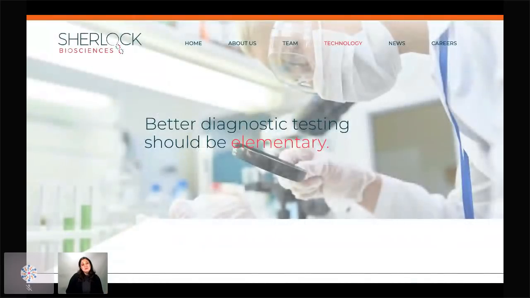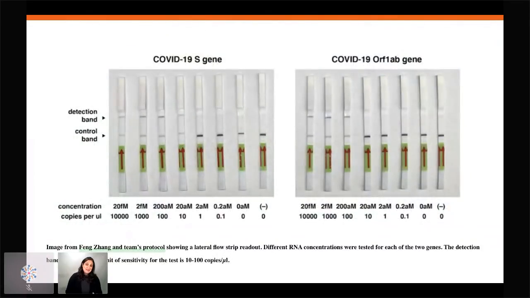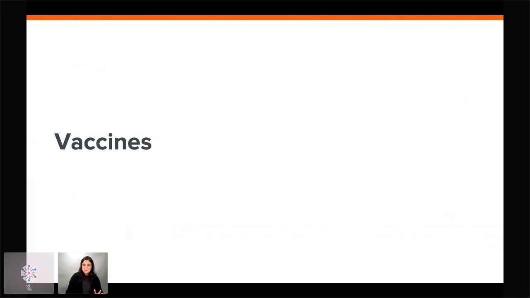There is another company on the East Coast. This one's spun out of MIT, and this is called Sherlock Biosciences. They're similarly using this CRISPR system in order to find viral DNA, and they are literally building a point-of-care test. Using a paper strip, you will be able to get a flow strip readout that will tell you whether or not viral RNA has been detected. So having a point-of-care test will completely change the game.